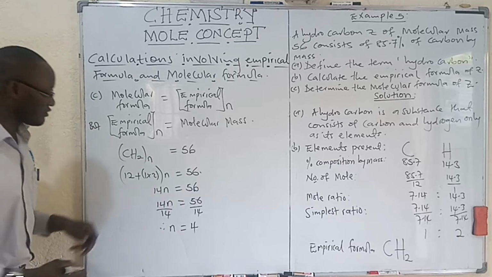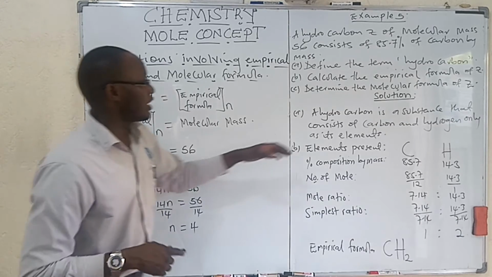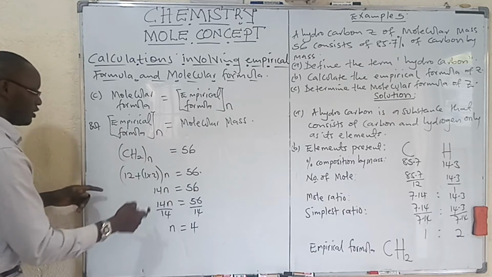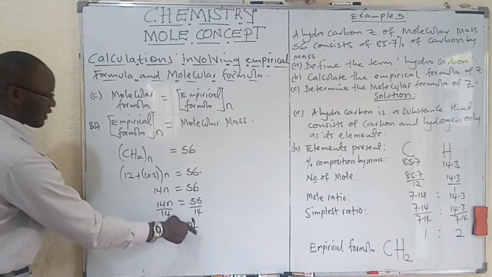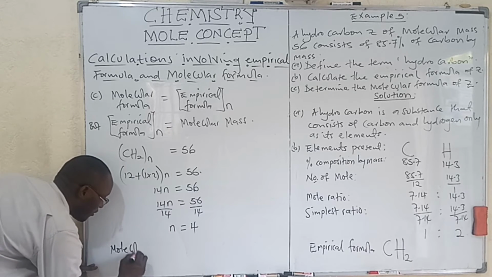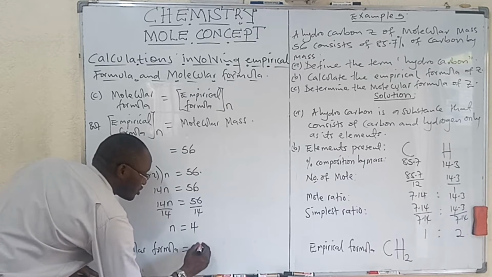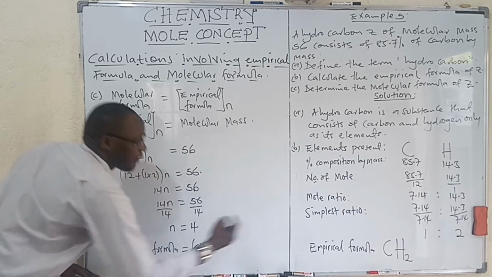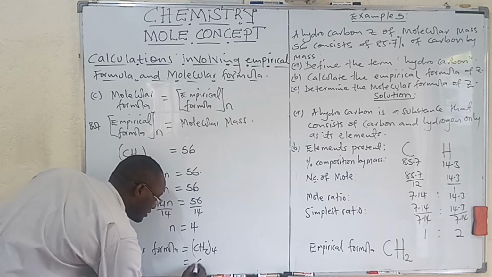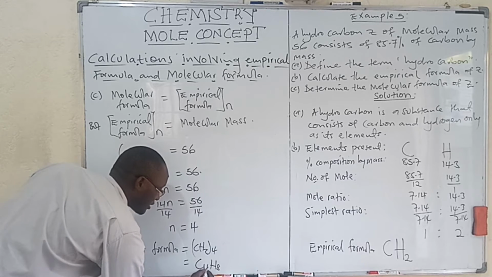Okay, so if n is equal to 4, this is not the conclusive answer. We need to go and get the molecular formula. So the molecular formula is now going to be, we go back to the empirical formula and multiply it through by our value of n. So the molecular formula is now going to be CH2, which was our empirical formula, times 4, which is the same as saying C4H8. Here we multiply, we don't add, we multiply.